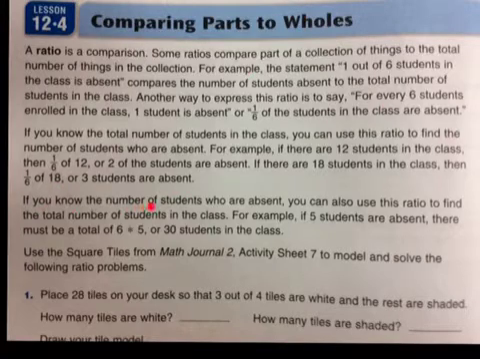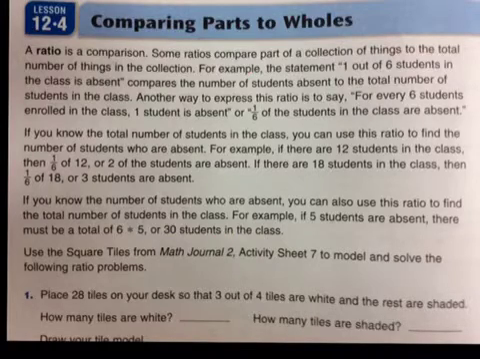If you know the number of the students who are absent, you can also use this ratio to find the total number of students in the class. For example, if 5 students are absent, there must be a total of 6 times 5, because 5 students, that means every single one of these has 6 students backing it. So it has to be times 6. So there are 30 students in the class.